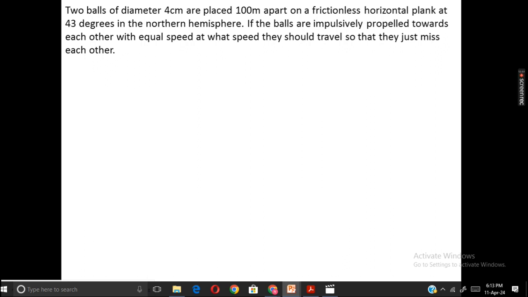So the question is basically: two balls of diameter 4 centimeter are placed 100 meters apart on a frictionless horizontal plane at 43 degrees in the northern hemisphere. If the balls are impulsively propelled towards each other with equal speed, at what speed should they travel so that they just miss each other?